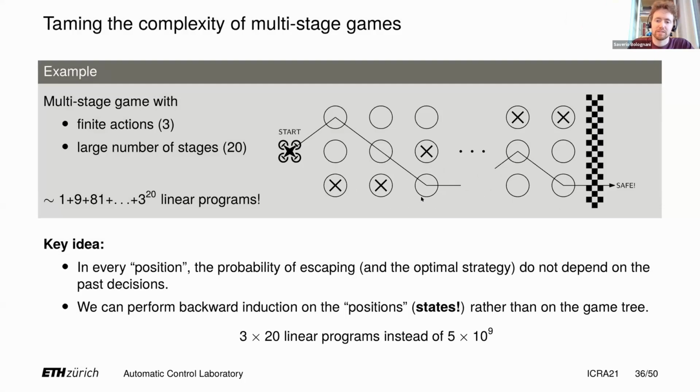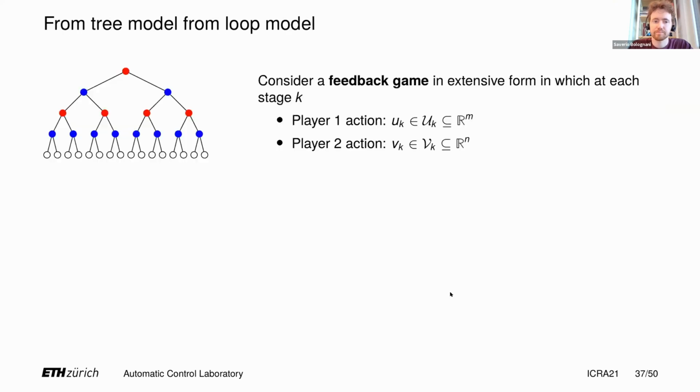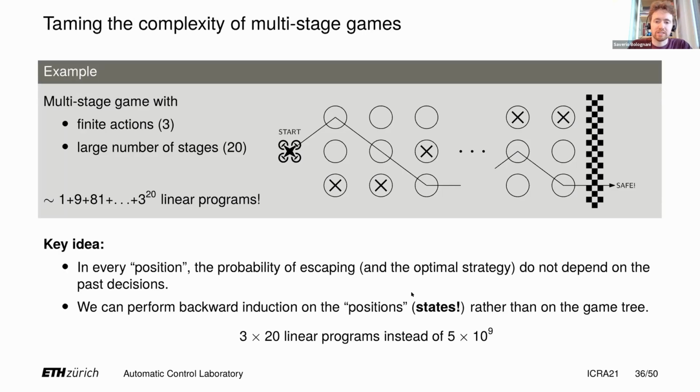And that's the key point that will probably come natural to you if you try to solve this game. The backward induction can be done on the position, on a state of the game, instead of the game tree. So you would have to solve something like 3 times 20 linear programs instead of billions. And as you can see here, the game becomes even larger if you have multiple actions.